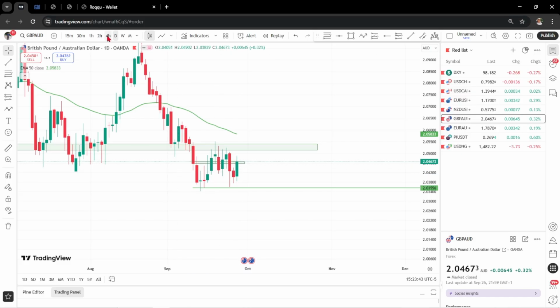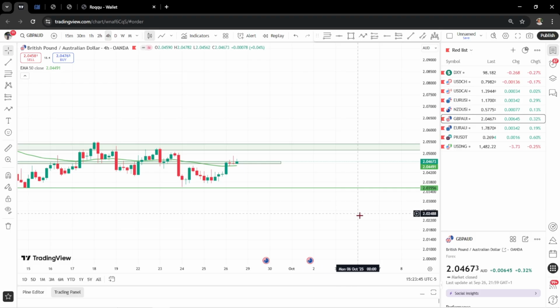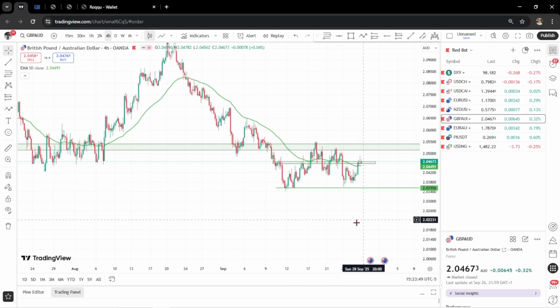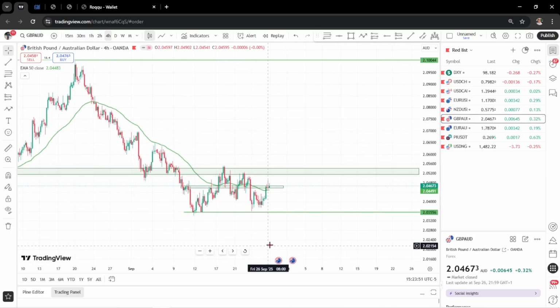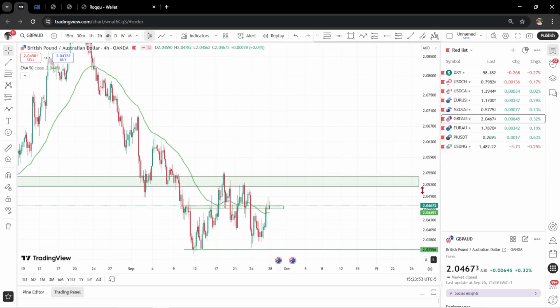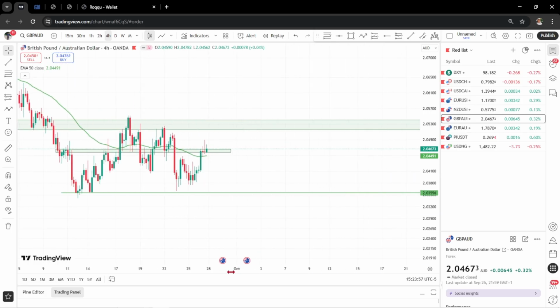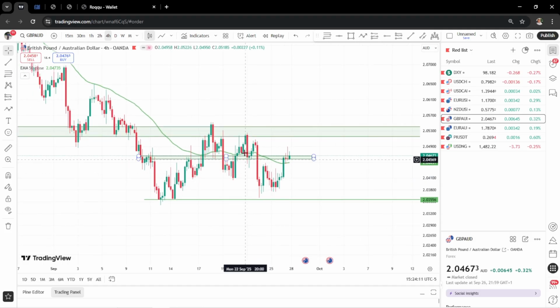So this market, we are going to be very careful on GBPAUD. You guys can see the market has been forming so many head and shoulders. This was the first head and shoulder. It broke below it, came back, closed above it, and started to create another head and shoulder pattern here. So I'm interested in this head and shoulder pattern.